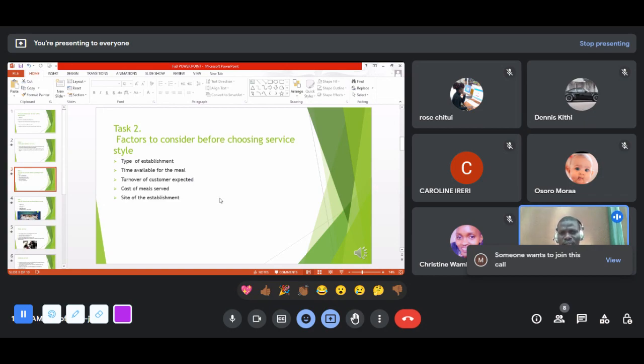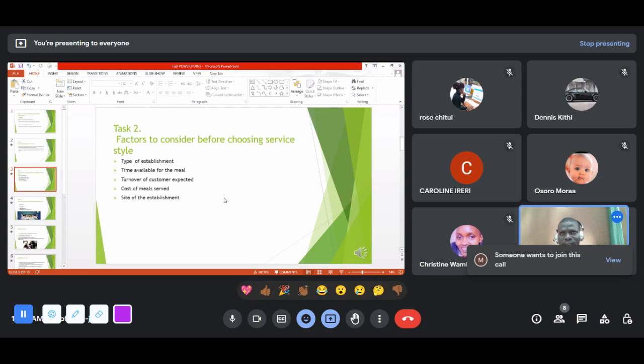This will also guide you, because remember, different styles will require different personnel and different equipment. At that point, the cost effect will change from one style to another. So you need to look at how much you are charging for your meal, and which style you can employ so that you don't run into loss. Finally, in our considerations, you look at the site of establishment.